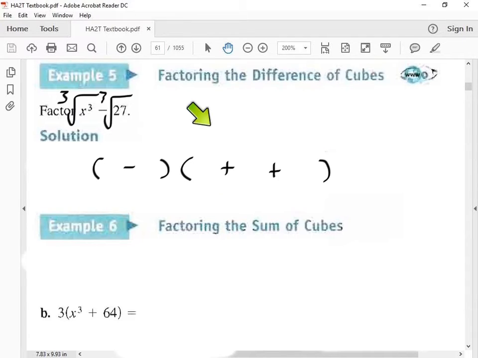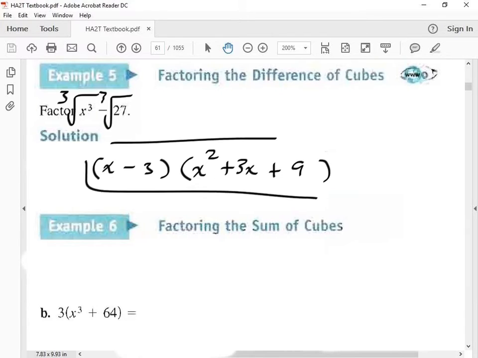What is the cube root of x to the third? It is x, so I just put an x right there. What is the cube root of 27? 3. Now, once you have those two terms, you can fill out the rest of them. What is x squared? Oh, x squared. What is x times 3? 3x. Ignoring signs. Okay, and what is 3 squared? 9. It's done. No, you cannot factor the last one.